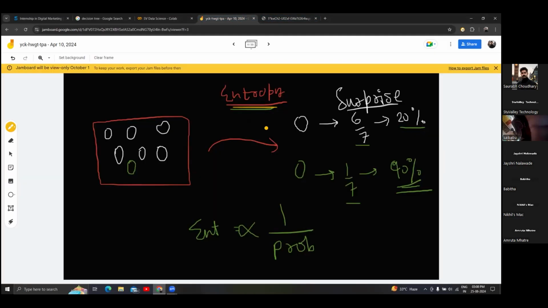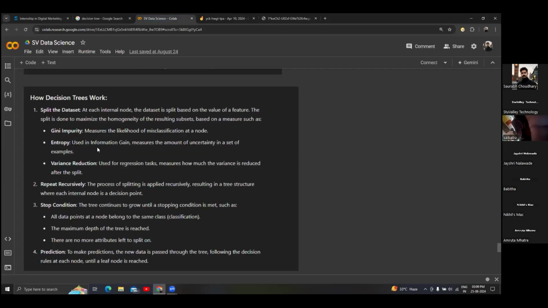You can say the probability of white is very high, 6/7. That's why it will not be so surprising. The entropy and surprisingness are just the reverse of probability. More probability, less surprisingness. More surprisingness, less probability. So if we talk about the formula, I will talk about the formula.